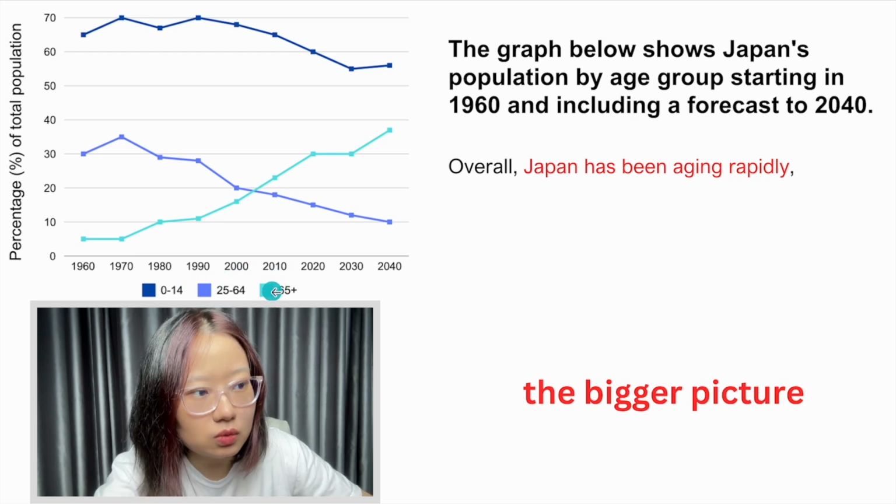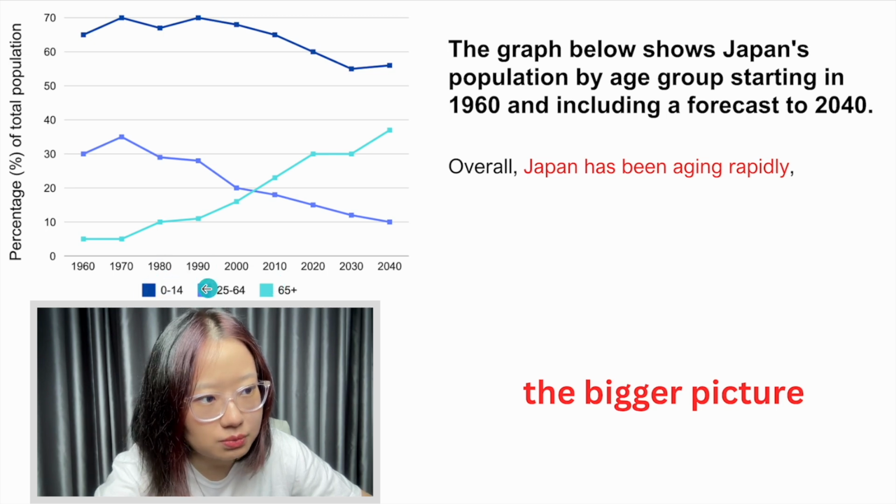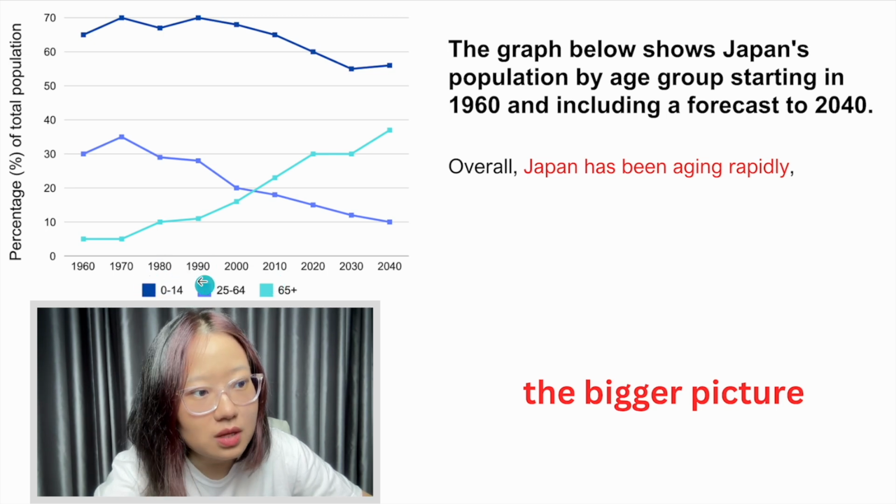So this is the oldest age group, but how can we deal with these two age groups? We can simply call them the two younger age groups, right?